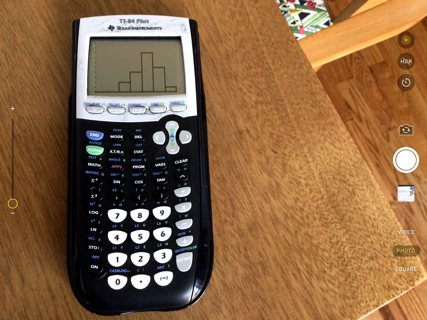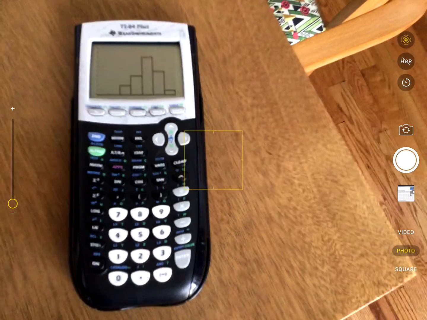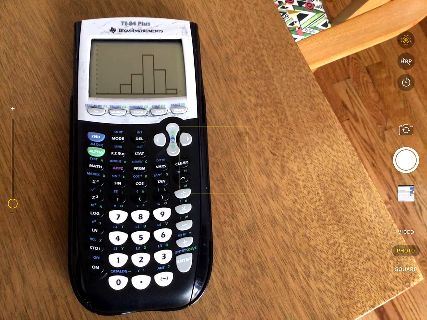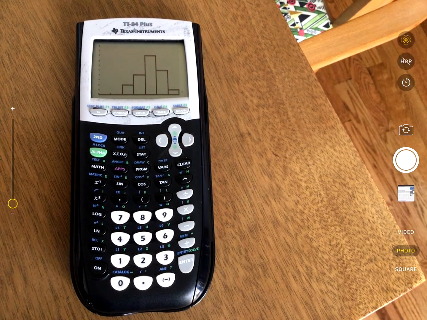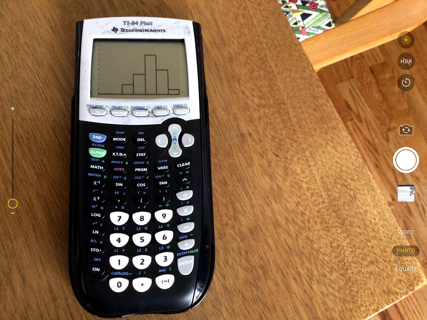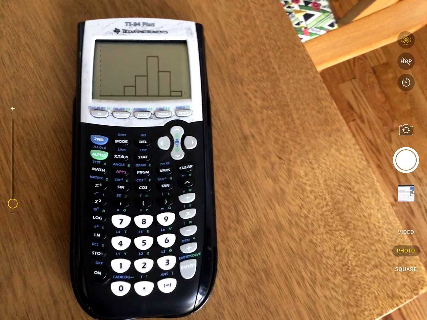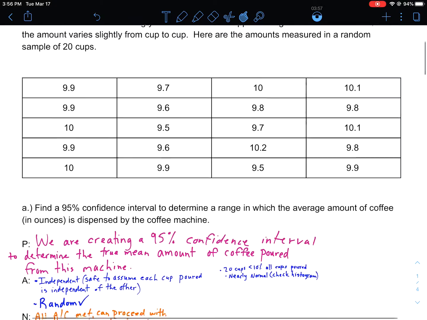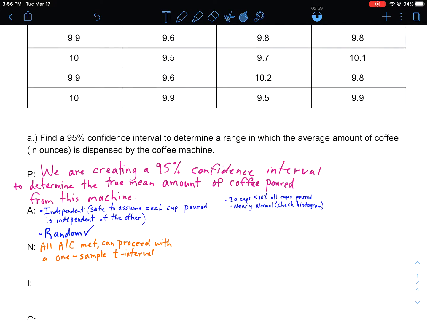So you can see it's unimodal. It might not be perfectly symmetric, but that's a pretty good sampling distribution. I would say that's unimodal and symmetric enough that we can say this is from a nearly normal population. So that's where the N part of PANIC comes in. We'd say all of our assumptions and conditions were satisfied, and we can proceed with a one sample T interval.